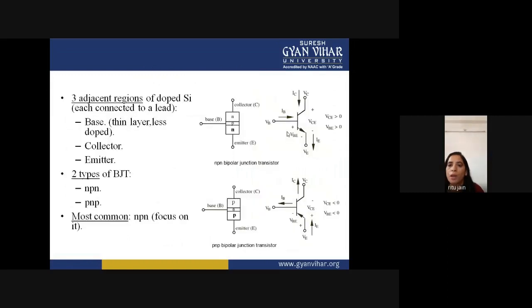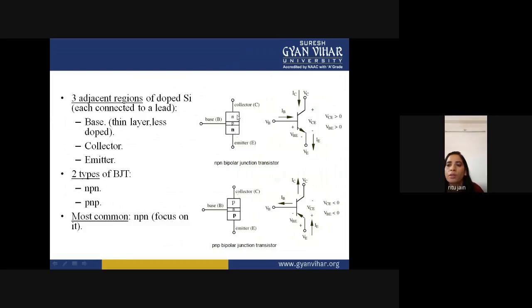Now, if you combine two diodes, then you will get this kind of structure. That is your NPN. There are two types of transistor: one is the NPN transistor and another is the PNP transistor. You can see over here that N will have a large number of electrons, and P will have a large number of holes. This is your NPN transistor and this is your PNP transistor.